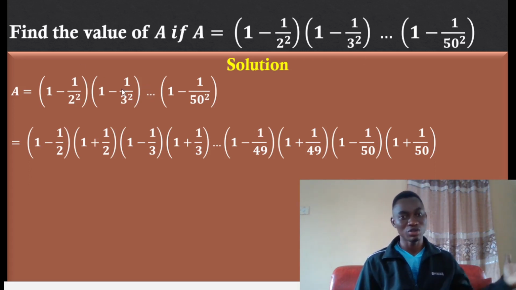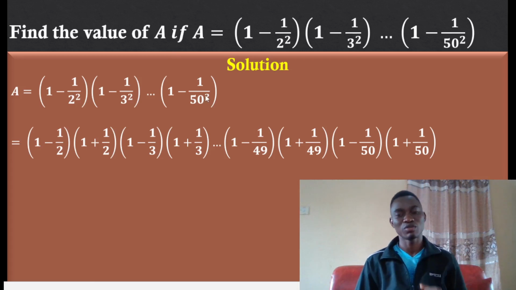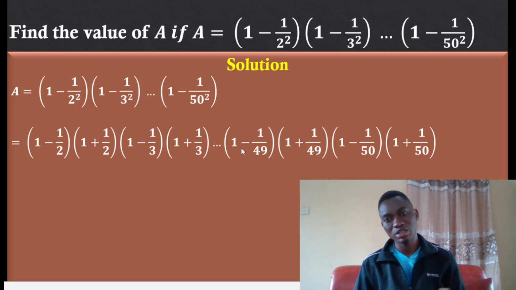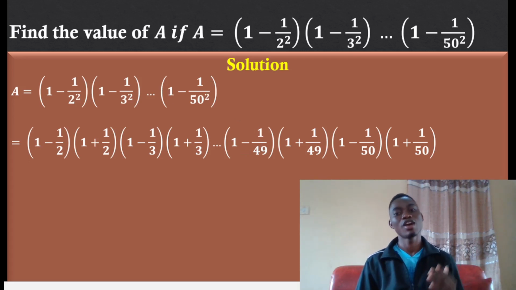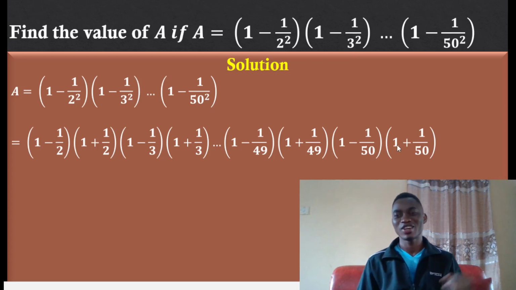As I said earlier, it ranges from 1 minus 1 over 2 squared to 1 minus 1 over 50 squared. So 1 minus 1 over 49 squared can be expressed as a difference of two squares, like 1 minus 1 over 49 all into 1 plus 1 over 49. And finally, 1 minus 1 over 50 squared can be expressed as 1 minus 1 over 50 multiplying 1 plus 1 over 50. And that is all.